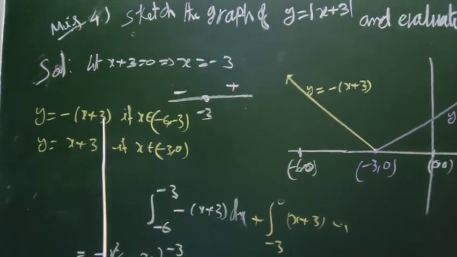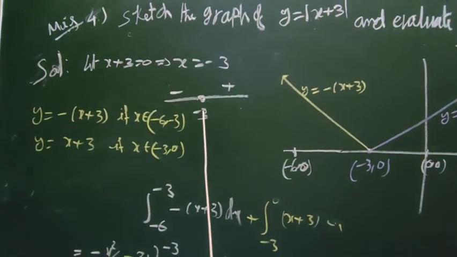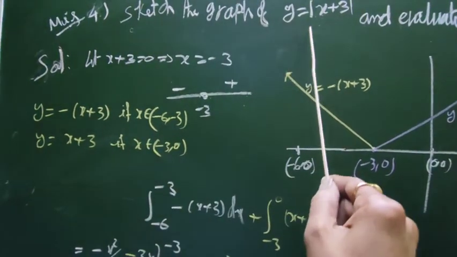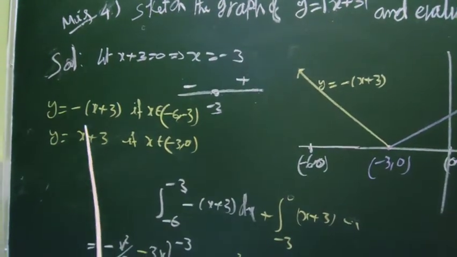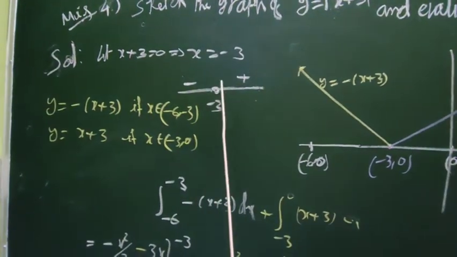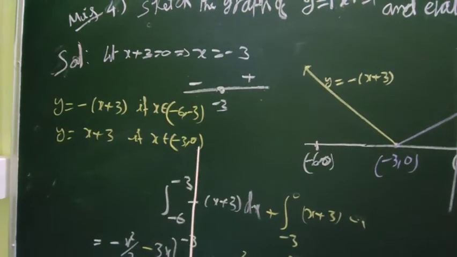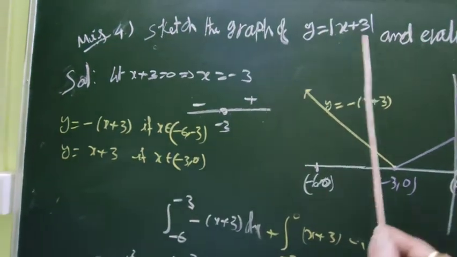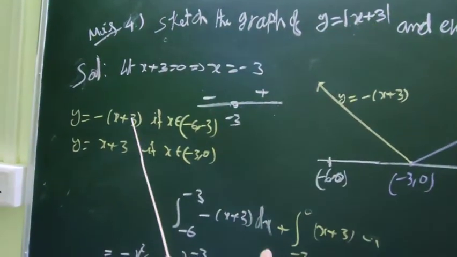If x is more than this, it is positive, less than this it is negative. So y is equal to mod x plus 3. For x less than minus 3, like minus 6, it is negative, so eliminating the modulus gives the negative of a negative, which is positive. For more than minus 3, that is minus 3 to 0, it is positive, so the modulus is eliminated. When the question is given in modulus, first eliminate the modulus.